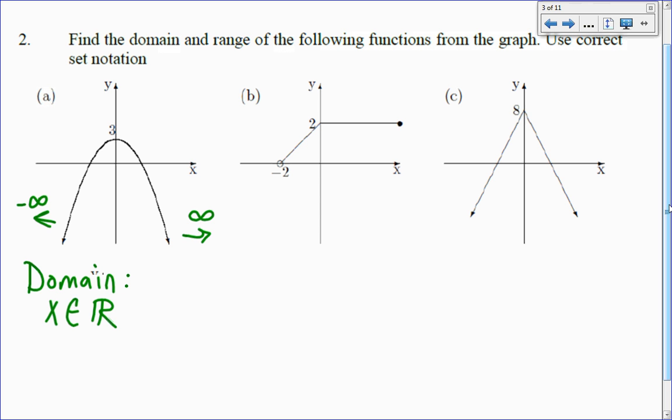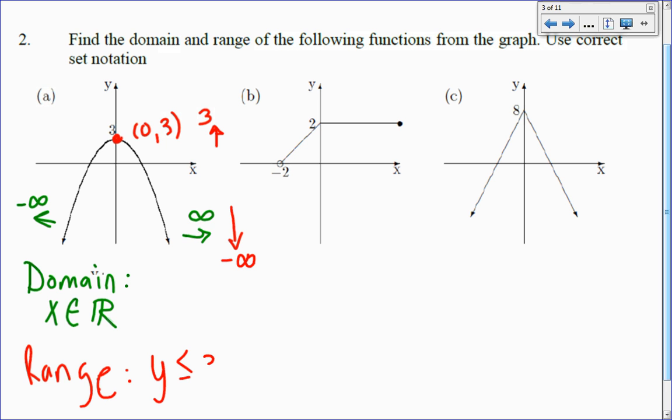Range, it looks like this is the point 0, 3. So our range is going from negative infinity to 3. 3 is our maximum. So we can say y is less than or equal to 3, and it can be equal to because that point's included, or we can say that our range is going between negative infinity and 3. And again, these have to be in order from least to greatest, so negative infinity to 3.